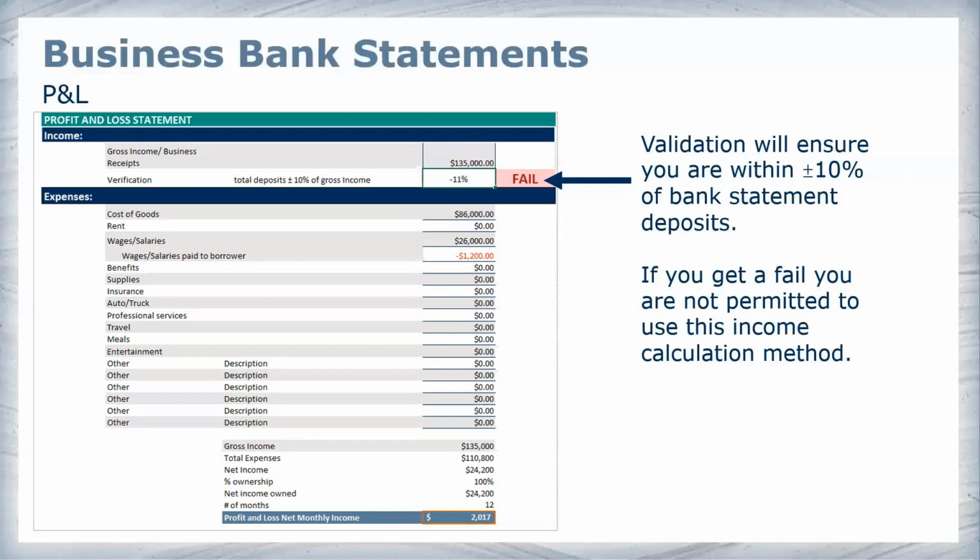You will also use 12 months for the P&L option. So if you get a fail on this, you're not permitted to use this income calculation. Otherwise, make sure and watch things like wages and salaries. You can add those back in.